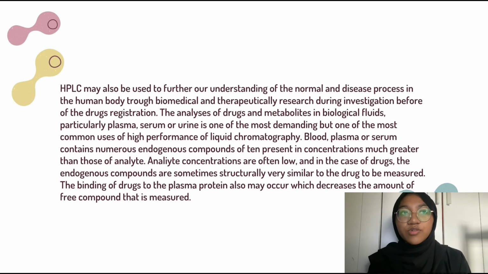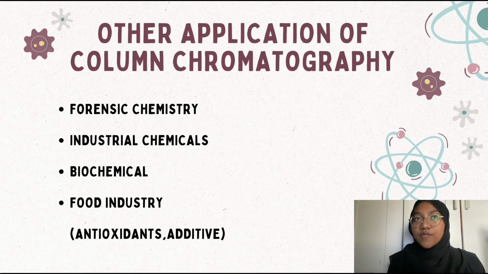Blood plasma or serum contains numerous endogenous compounds in concentrations much greater than those of analytes. Analyte concentrations are often low, and in the case of drugs, the endogenous compounds are sometimes structurally very similar to the drug to be measured. The binding of drugs to the plasma protein also may occur, which decreases the amount of free compound that is measured.